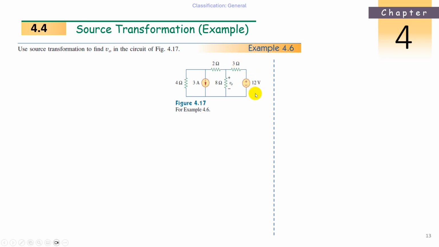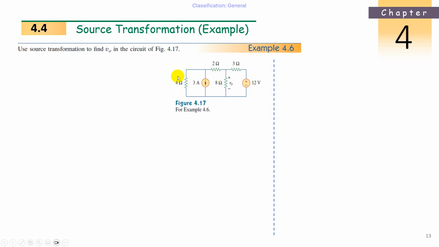12 divided by 3. How much? 4. So 4 amperes current will be generated, or it can be transformed to a current source. That is, the 12 volt voltage source can be transformed to a 4 ampere current source. Now where should the resistance be placed? In parallel to the current source. That is first on the right side.